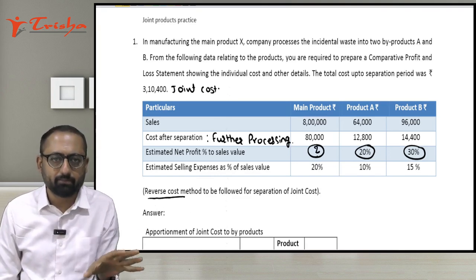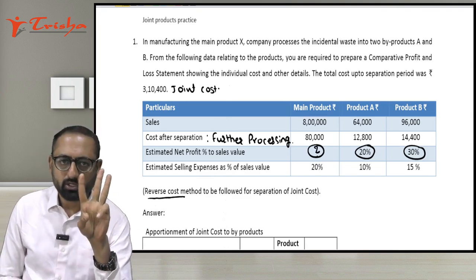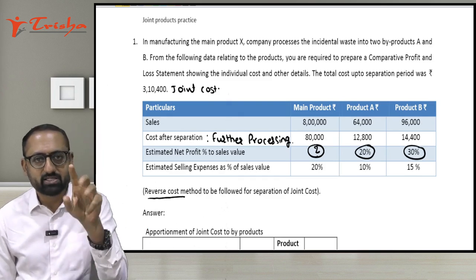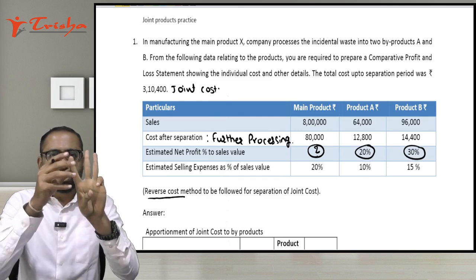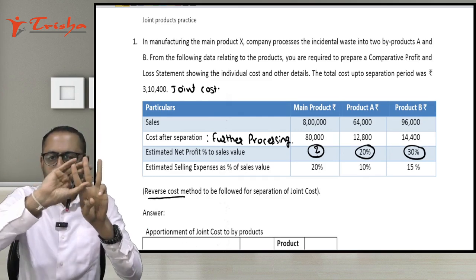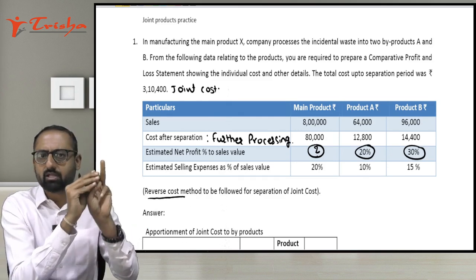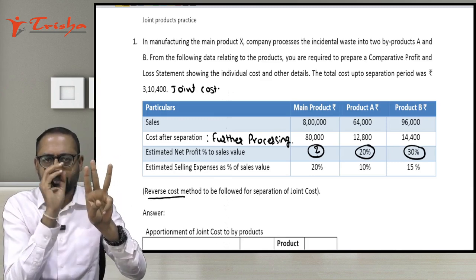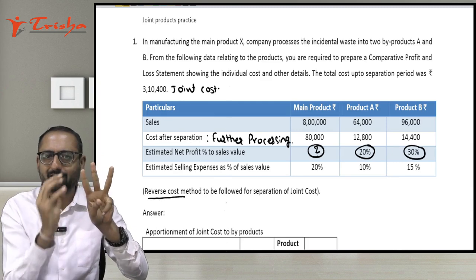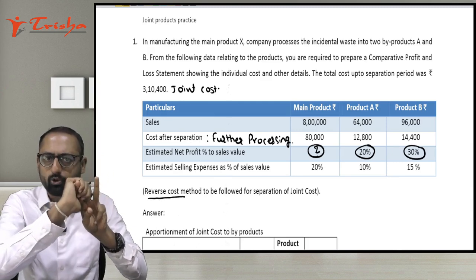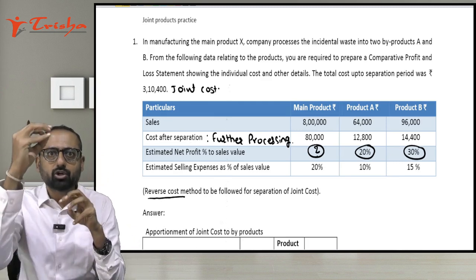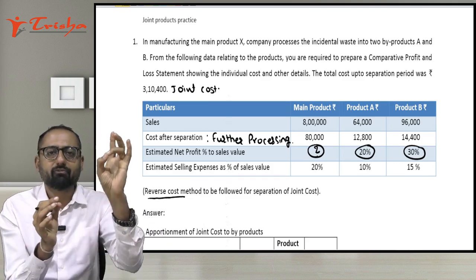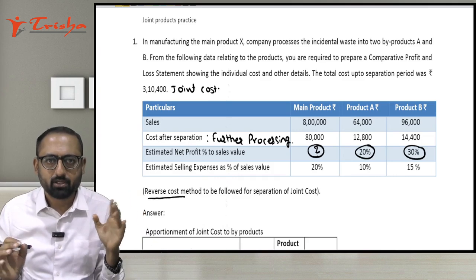The point is very simple, guys. Now remember carefully: out of three products, profit percentage is given for two products. Then apply the reverse cost method for these two products. Calculate the joint cost applicable to the two products. And from the total joint cost, if you deduct the joint cost of the two products, the remaining cost will be for the third product. I will repeat again.